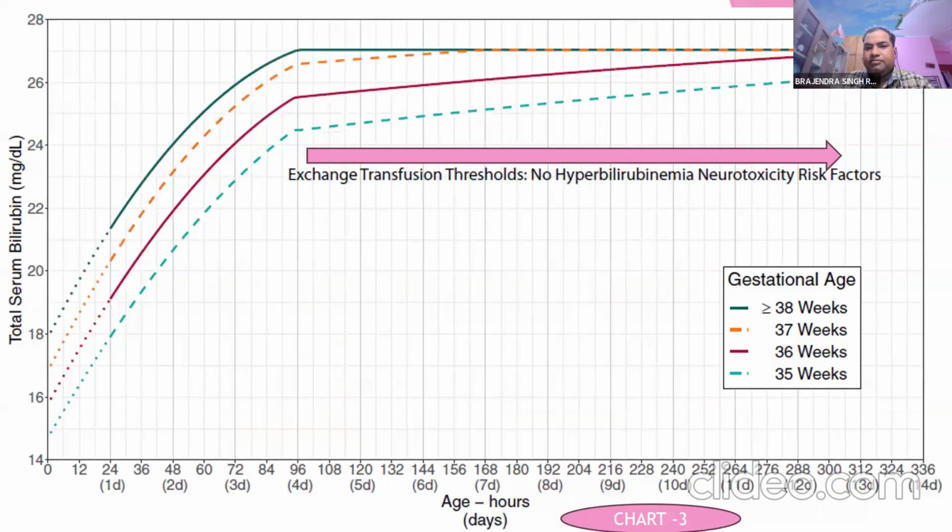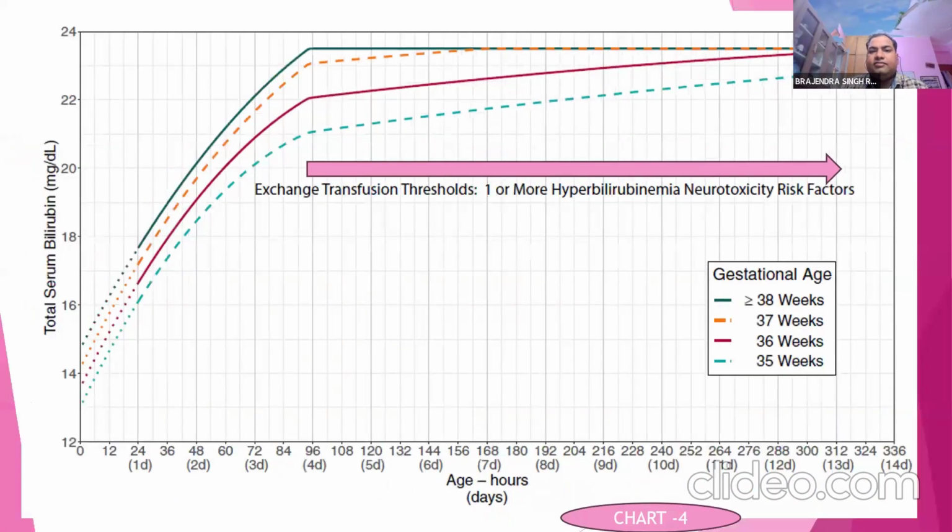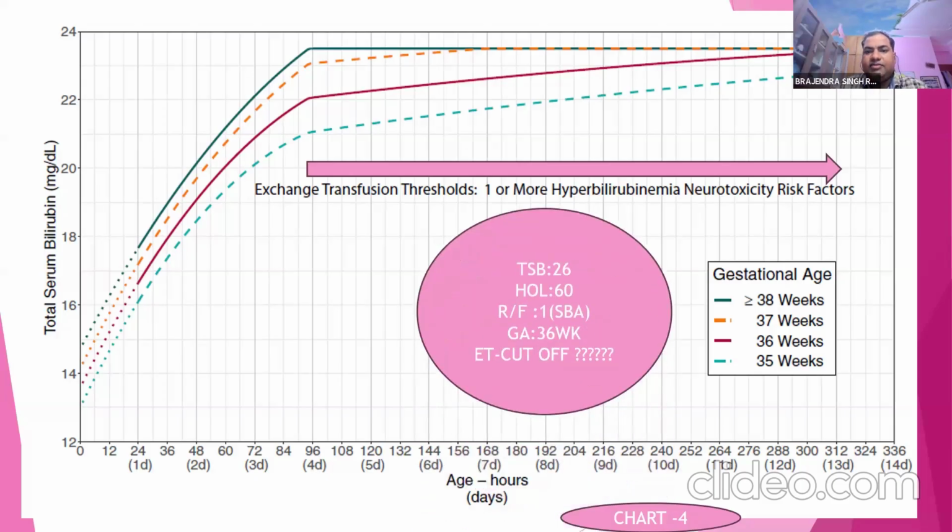Now chart number 3. Chart number 3 is for the exchange transfusion cutoff without neurotoxicity risk factor. When there is no risk factor, we use chart number 3 for the exchange transfusion cutoff. Chart number 4 is for the exchange transfusion cutoff for neurotoxicity risk factor, 1 or more. Okay, now let us analyze our case.